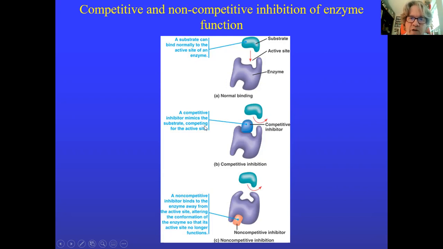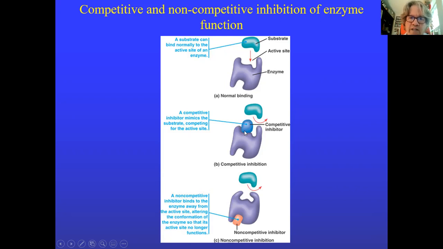A competitive inhibitor is a molecule that mimics a substrate in some way. It interacts with the active site and blocks the ability of the active site to interact with the substrate. Literally what's happened, this molecule is in the way. And this substrate can't get in here and form hydrogen bonds or ionic bonds or hydrophobic interactions with the active site. This inhibitor is in the way.